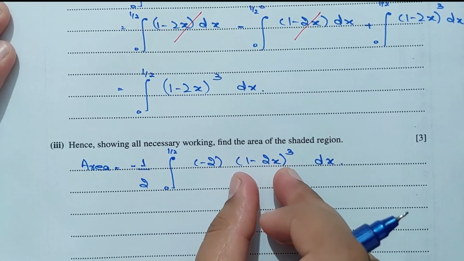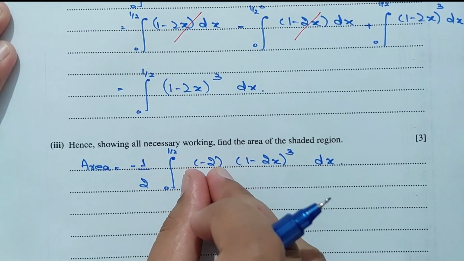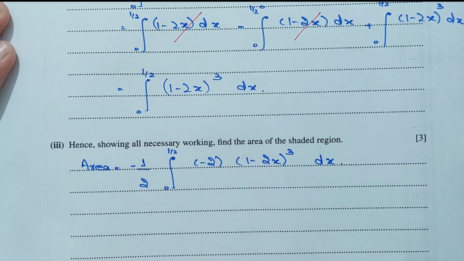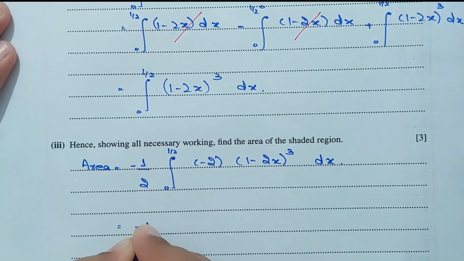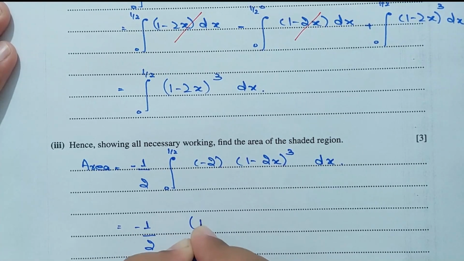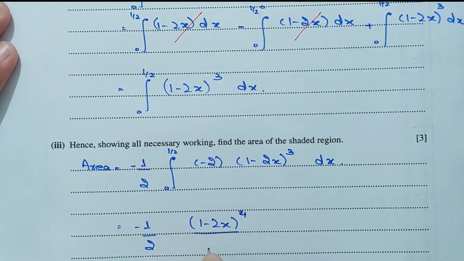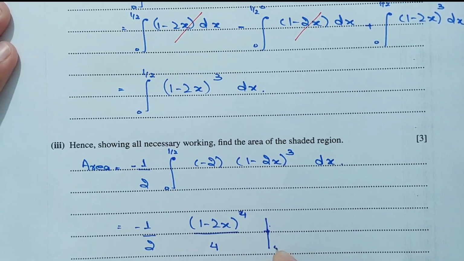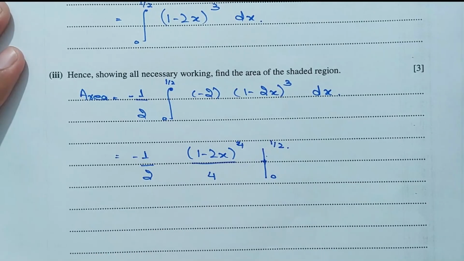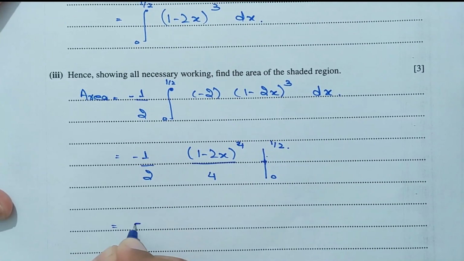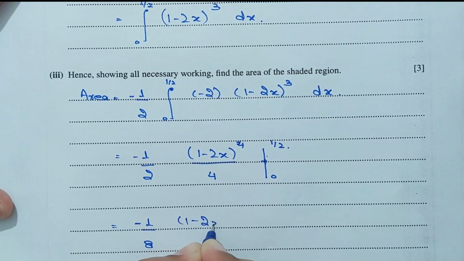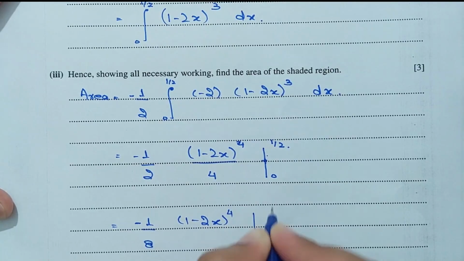Now the derivative of this function is negative 2 and it is with that function, so we can easily integrate it. So minus 1 by 2 is outside, this is 1 minus 2x, its power is 3 plus 1, which is 4, over 4. We are not adding a constant of integration because we have a definite integral. Let me simplify this. Minus 1 over 2 times 4 is 8, (1 minus 2x) power 4, with limits 0 to 1 by 2.